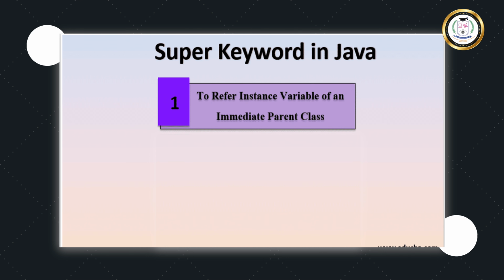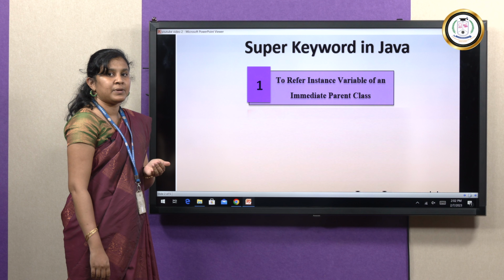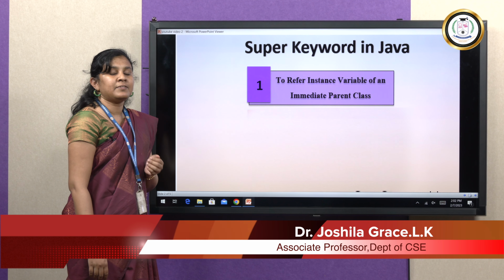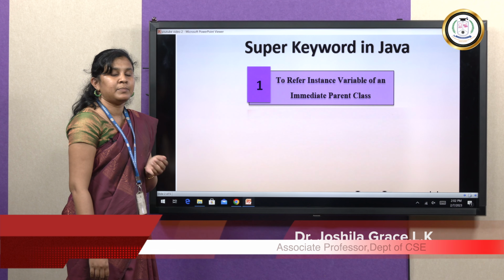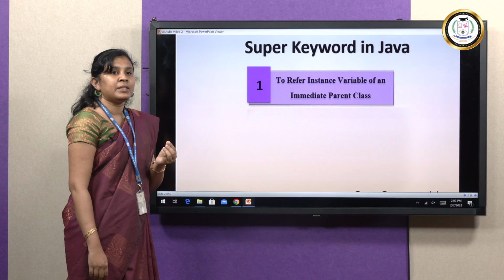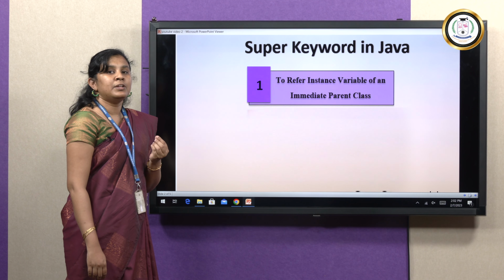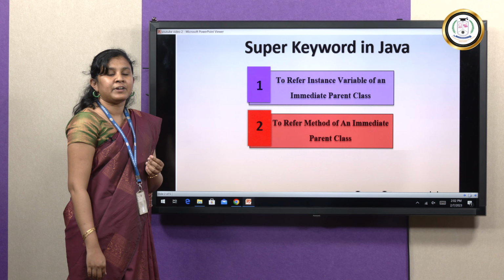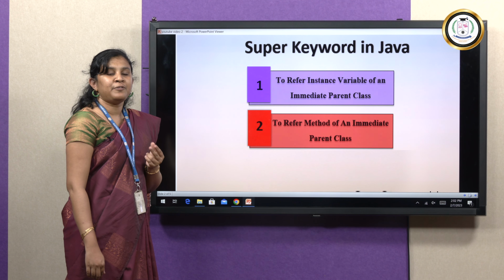The first way is to refer to the variable that is present in your base class. If the base class and the derived class have the same named variable, you can differentiate between them by using the super keyword to denote the base class variable. Similarly, if we have a method of the same name in both your base class and your derived class, we would be able to identify the base class function with the super keyword in order to differentiate between the base class and the derived class function.